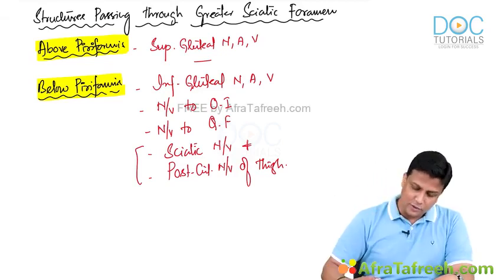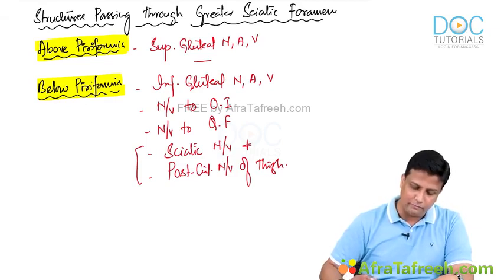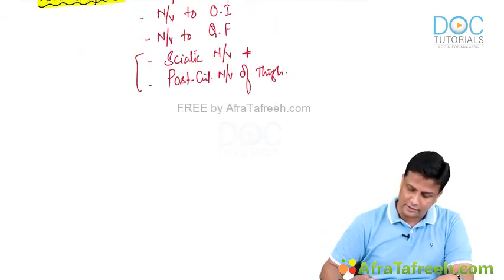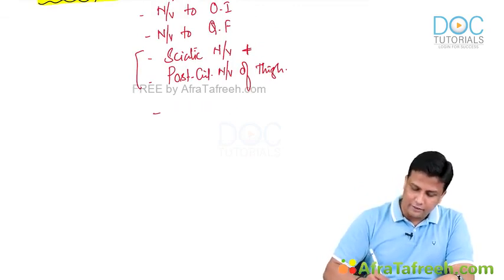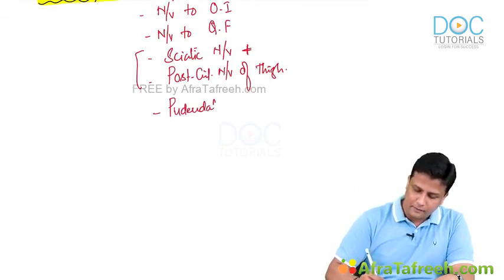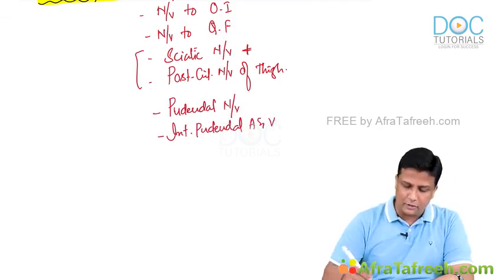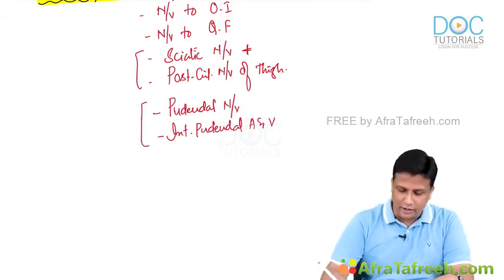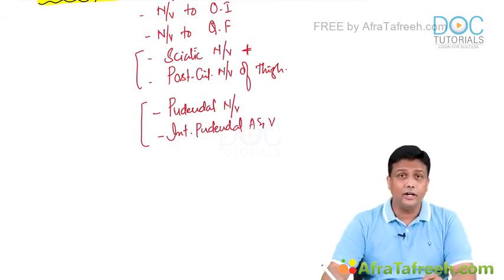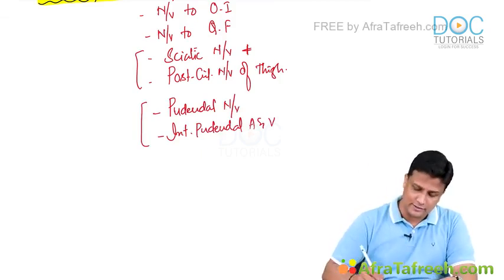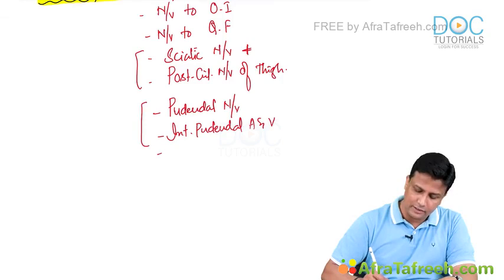It's clear? Now once you are clear with this, there are certain more structures which are going to pass through the greater sciatic foramen below the piriformis. Let us just add them here, guys. That will be the pudendal nerve, and that pudendal nerve along with the internal pudendal artery and vein. So pudendal nerve along with the internal pudendal artery and vein. And even the nerve to obturator internus also, guys. Even there will be nerve to obturator internus.